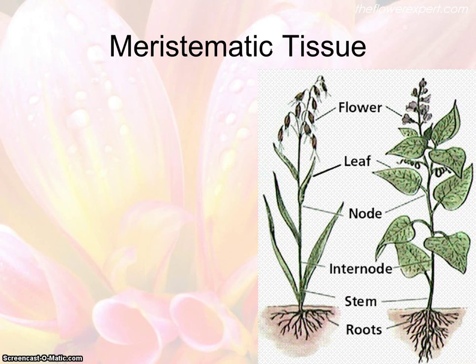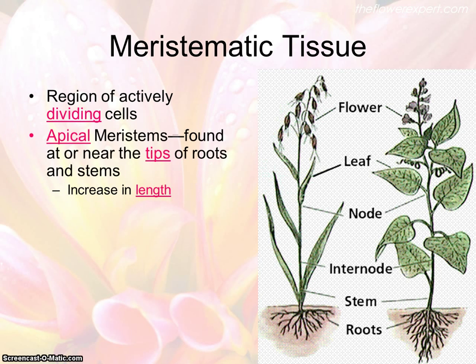Your meristemic tissue is found in parts of the plant where growth is going to occur. Okay, new leaves will be grown, new roots will be grown, stems will be able to grow, branches will be able to grow at meristemic tissue. This is where cells divide and growth occurs.